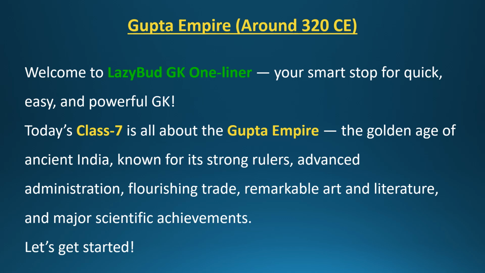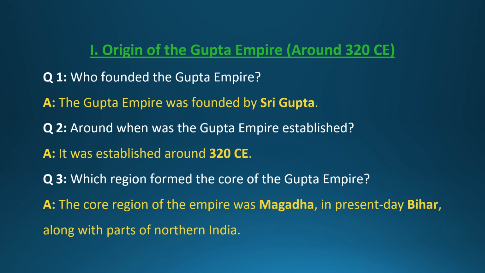Today's Class 6 is all about the Gupta Empire, the golden age of ancient India, known for its strong rulers, advanced administration, flourishing trade, remarkable art and literature, and major scientific achievements. Let's get started. Section 1. Origin of the Gupta Empire, around 320 CE.